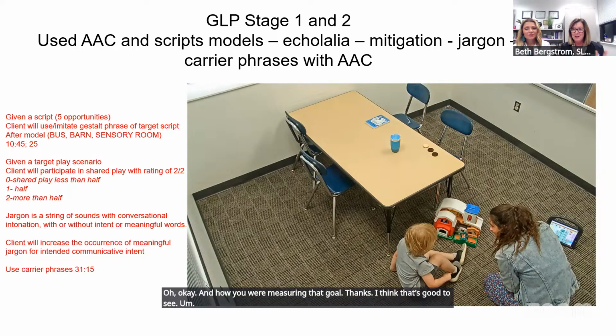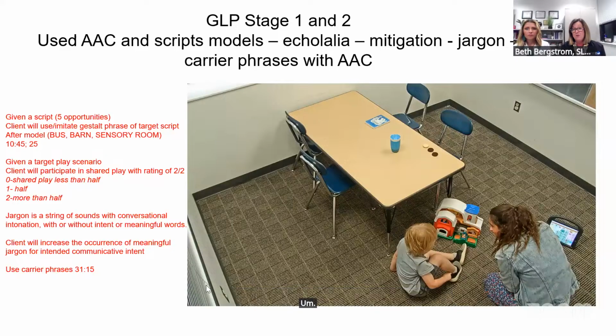I also just put a little blurb here about, you could hear his jargon. What is jargon? It's a string of sounds and conversational intonation with or without intent or meaning.